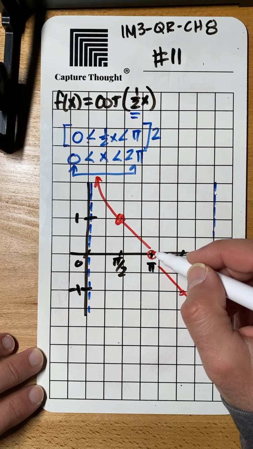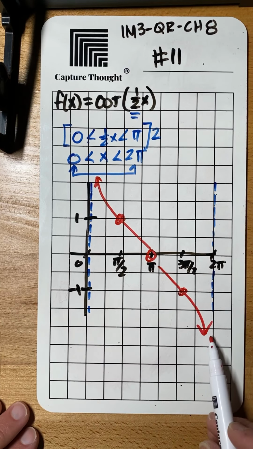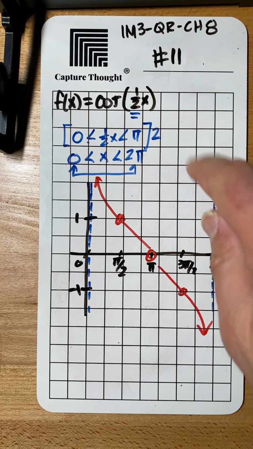So my graph would be doing something that resembles this. And as long as you have these points clearly labeled on your graph, that's all you would have to do because you've drawn one full period of cotangent 1/2 x.